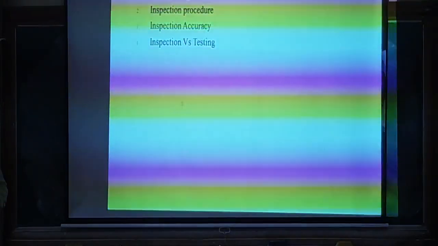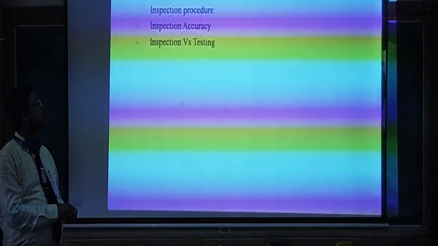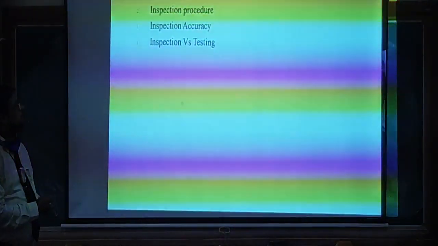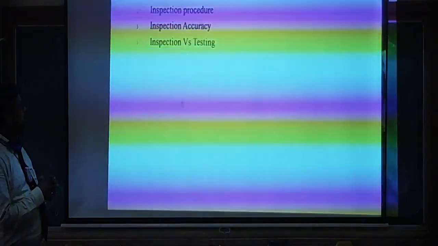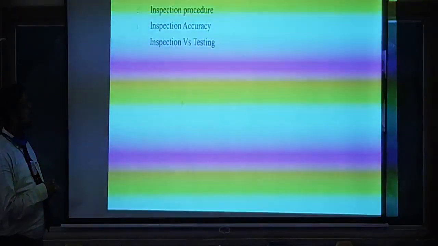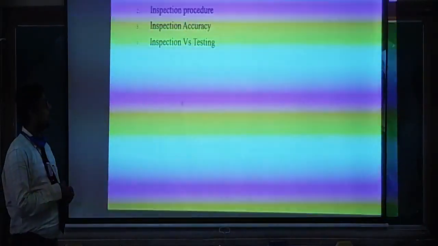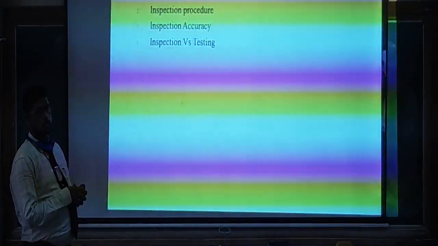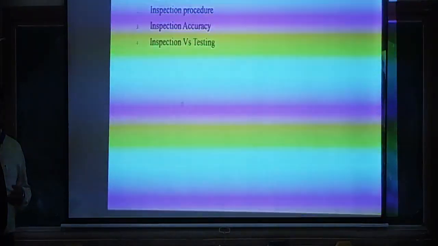What are the different fundamentals of inspection? In the fundamentals of inspection we have four topics. One is types of inspection, and the second one is the inspection procedure. What is the procedure for the inspection? Third one is inspection accuracy. What is the accuracy of the inspection? And fourth one is inspection versus testing. How you are going to test, how you are going to inspect. What is the difference between inspection and testing?